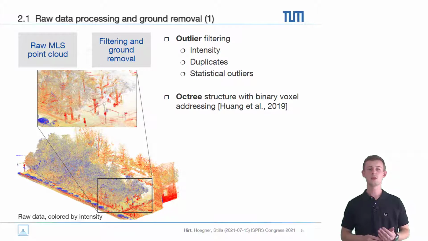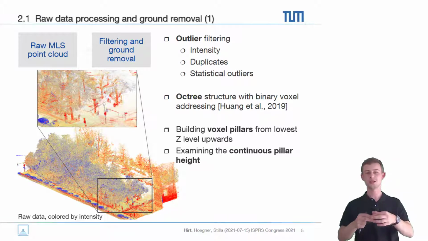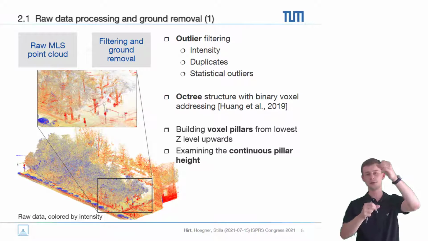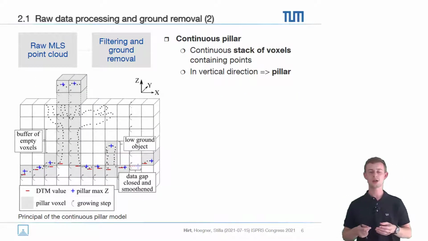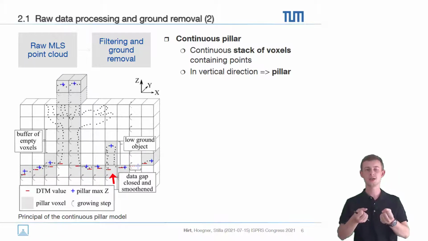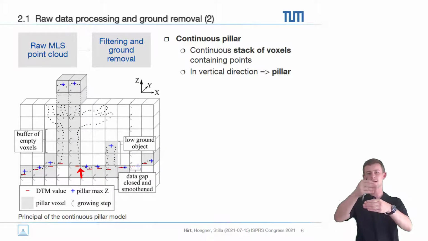The next thing we would have to think about is how to remove the ground, and we will do that by building pillars of voxels that grow from below and also examine the height of continuous pillars containing points. That means we start growing from the lowest level of voxels upwards, and then we meet the first points. That is our ground. Then we look in the next layer of voxels.